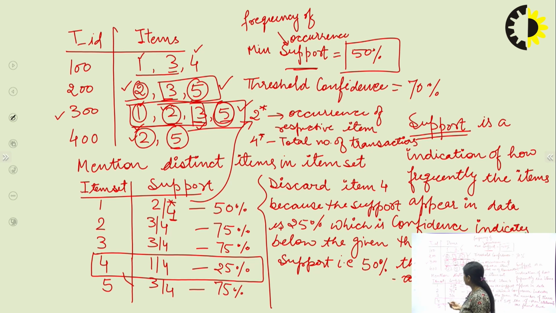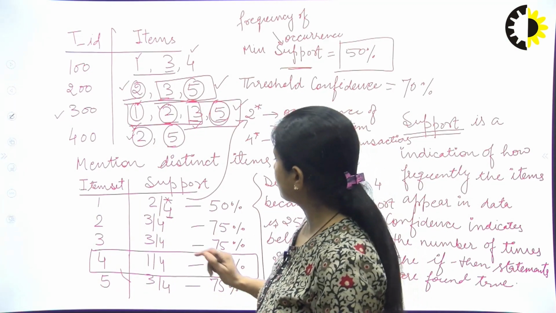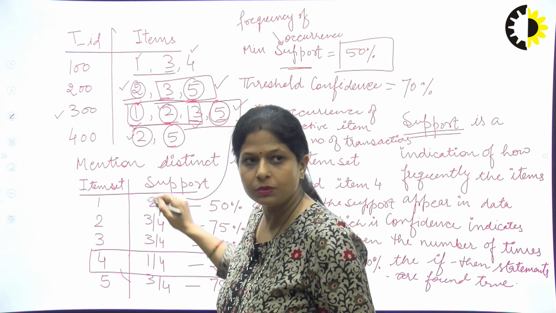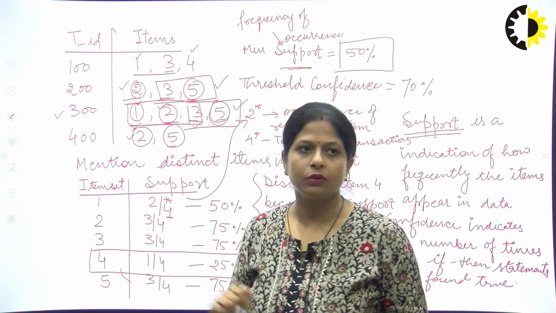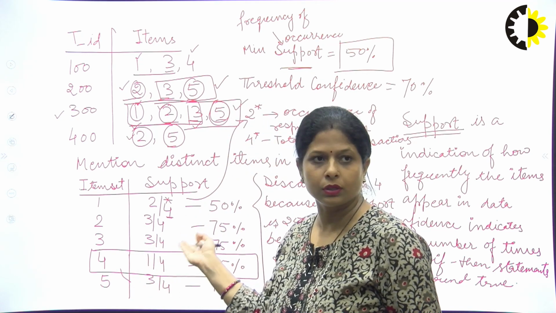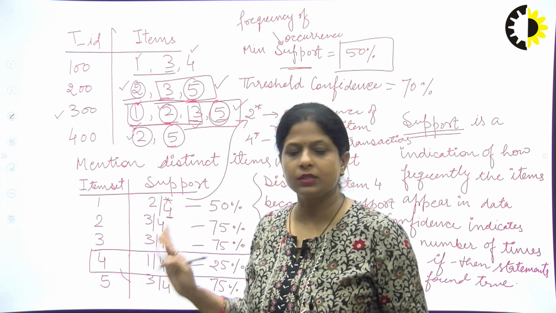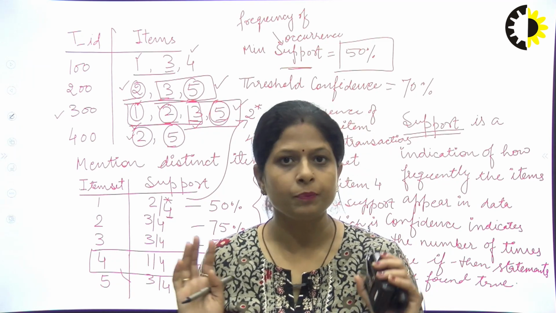Then we need to identify how many times a particular item has been purchased in the respective transactions, out of the total transactions. Item number 1 was purchased 2 times, and the total number of transactions is 4. Item number 2 was purchased 3 times out of all 4 transactions. Item number 3 was purchased 3 times out of the 4 transactions. Item number 4 was purchased only 1 time in the 4 transactions, and item number 5 was purchased 3 times out of the 4 transactions.